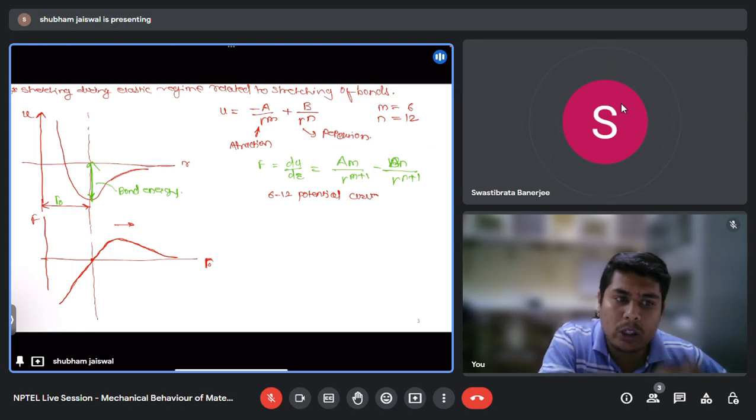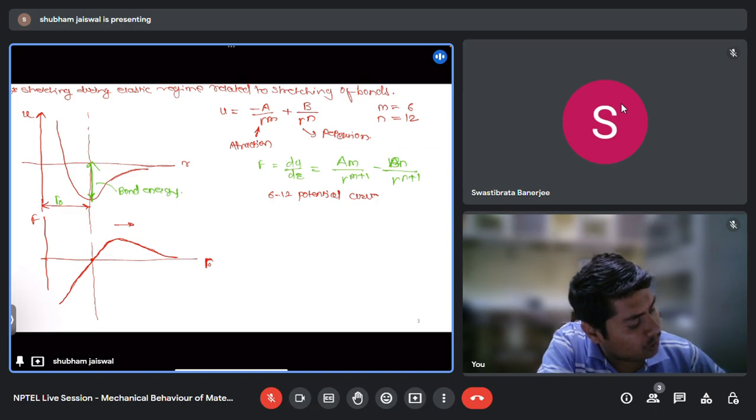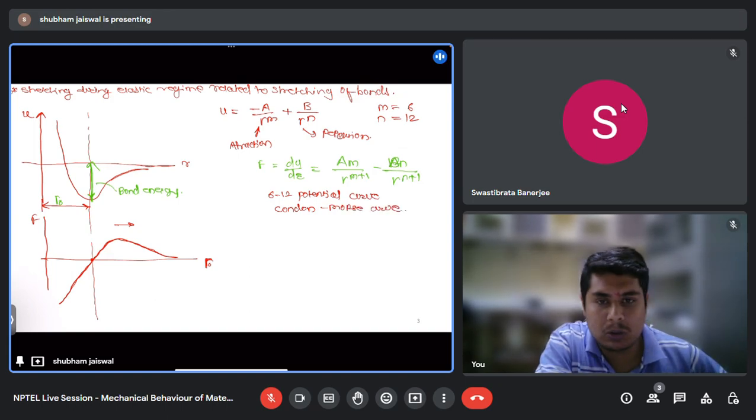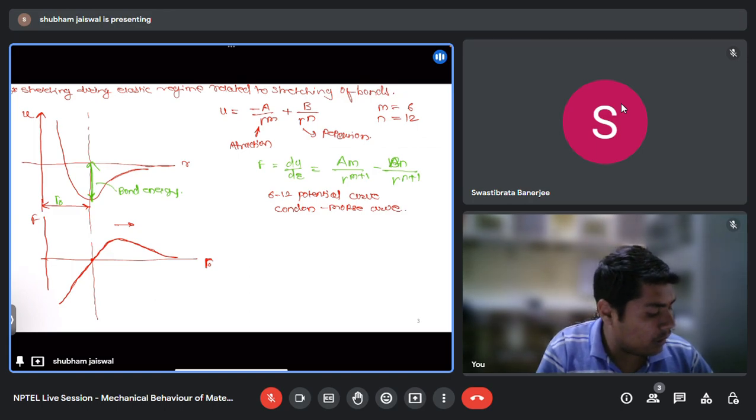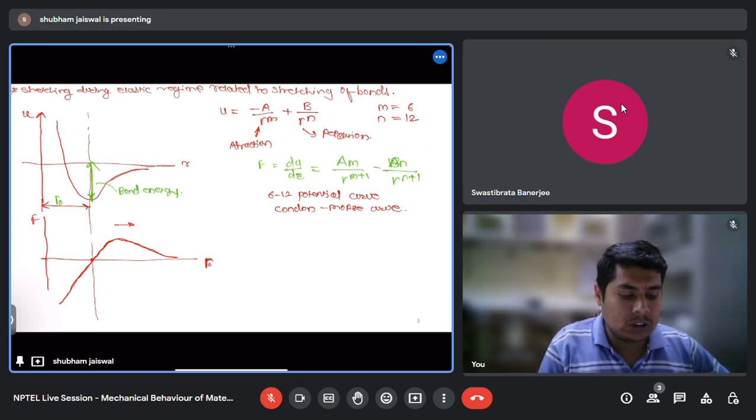It is also known by another name, the Condon Morse curve. In the exam they can ask what the force will be at the equilibrium distance in the Condon Morse curve. Easily you can say that at the equilibrium distance the force will be zero.